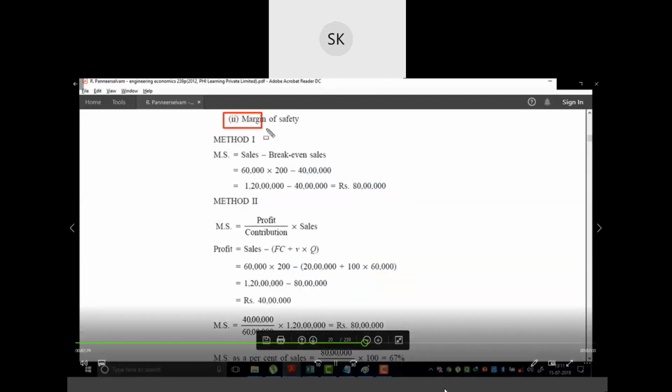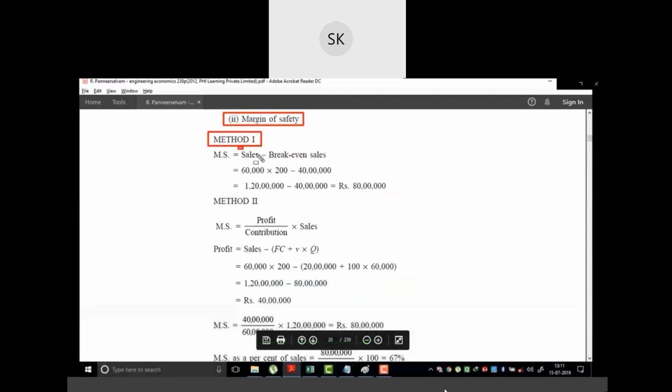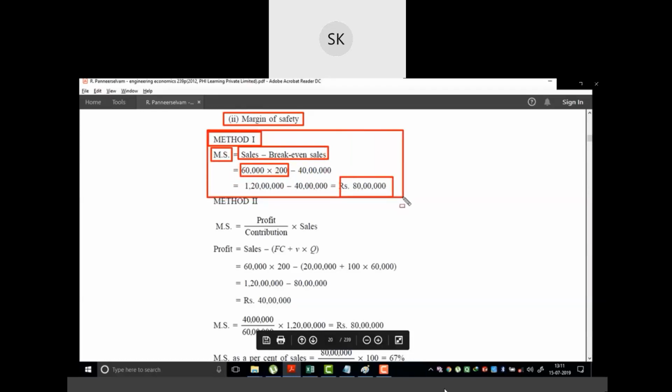Now let us discuss the margin of safety, by two methods. Method one is sales minus break-even sales. So total sale is 60,000 into 200, that is the selling price per unit into total quantity, minus break-even sales. So break-even sale is 40 lakhs. These two parameters are calculated earlier. So sales is equal to 120 lakhs minus 40 lakhs. So 120 minus 40 is 80 lakhs. So MS, that is the margin of safety, is 80 lakh rupees. So that is method number one to find out the margin of safety.